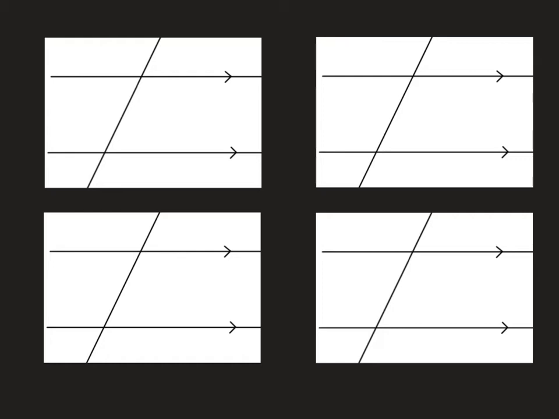Right, so the rules are, first of all, let's do a nice and easy one. These two angles are the same, right? Those two angles are the same. Can you remember what they're called? All right, these would be called vertically opposite.